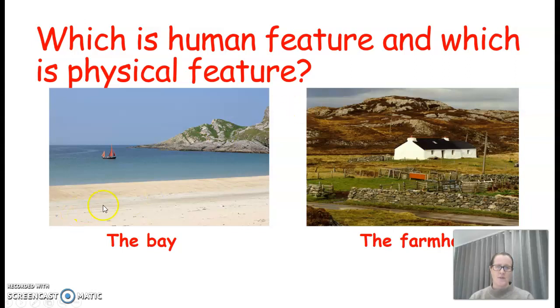So with the bay, if you said that the bay was a physical feature, so naturally occurring, then you would be correct. The bay naturally occurs, it's not made by man, it was naturally created. And the farmhouse, now have a little think. If you said that that was a human feature, so was made by man, you would be correct. Well done, guys, you're doing really, really well.